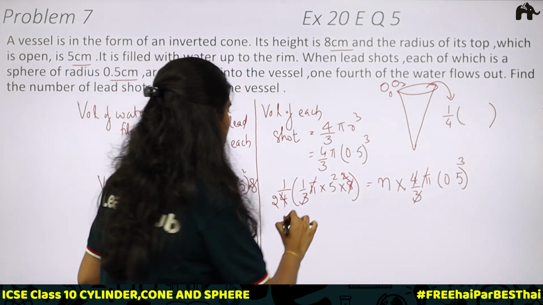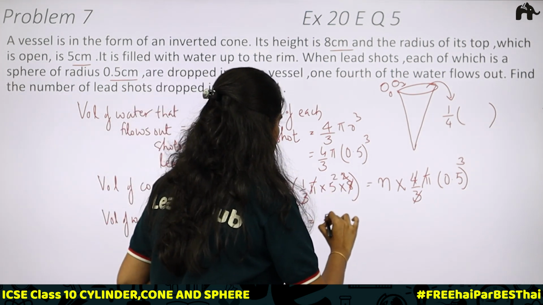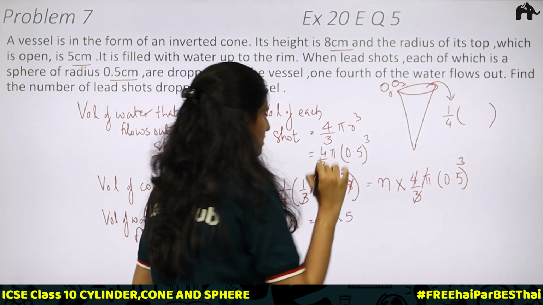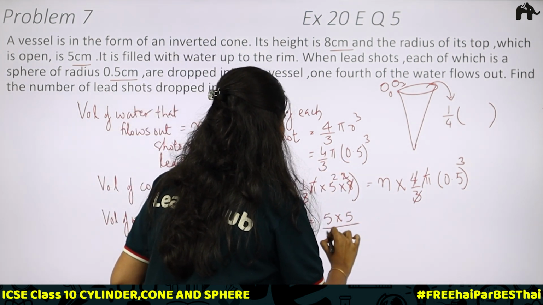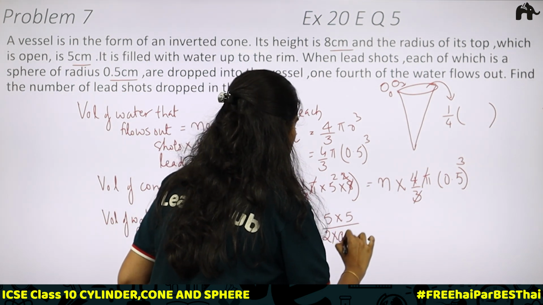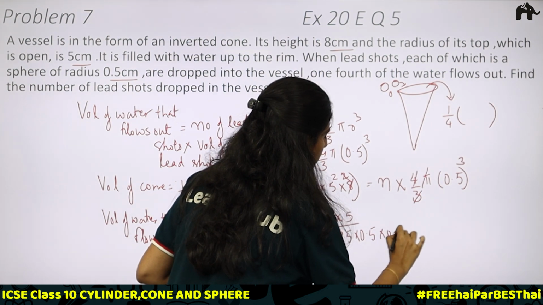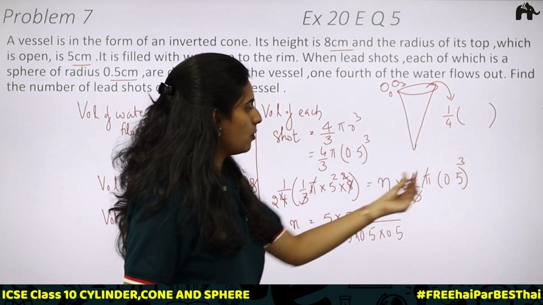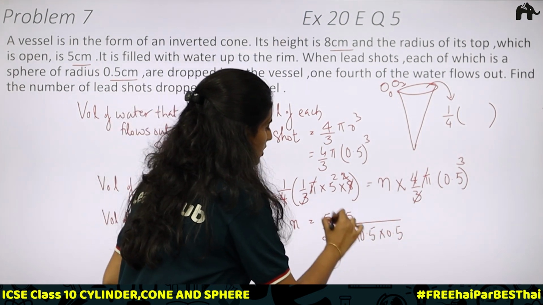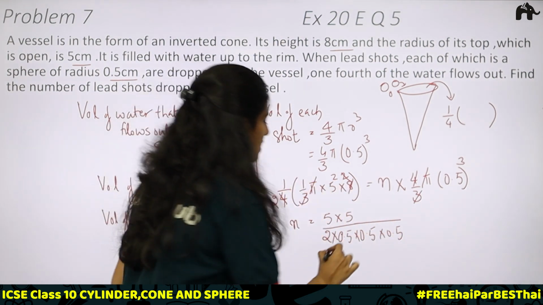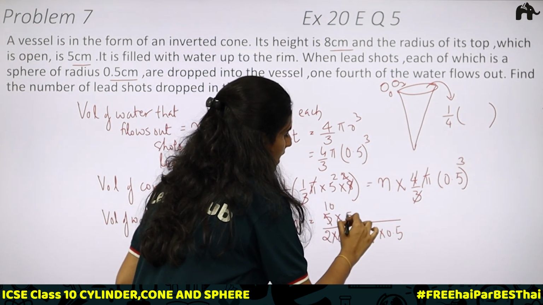Now, we have n is equal to 5 square, 5 into 5, divided by 2 into 0.5 into 0.5 into 0.5. Okay. 0.5 cube is 0.5 into 0.5 into 0.5. 0.5 into 10 is 5. Yes. So here we'll be getting a 10. Again 0.5 into 10 is 5.